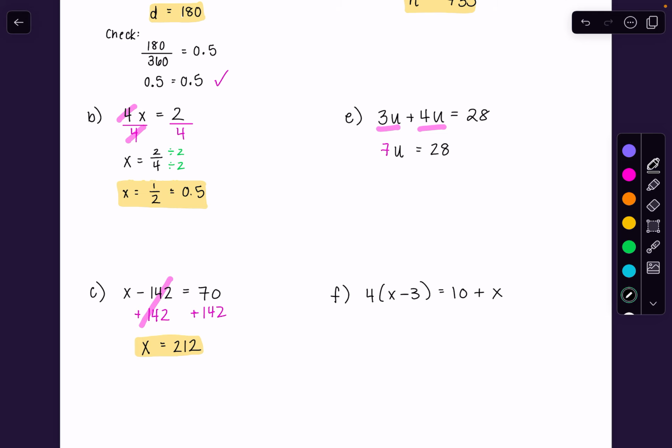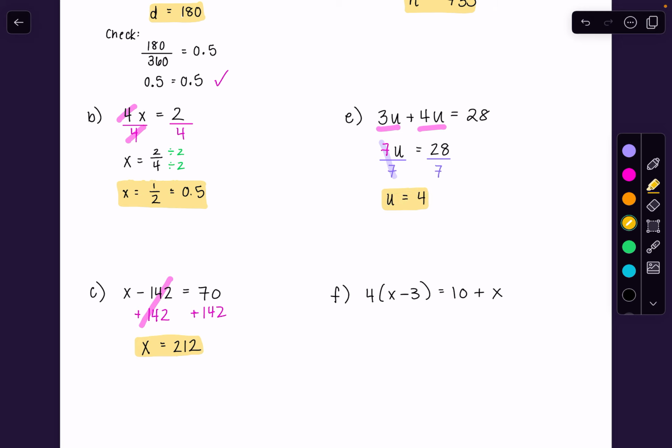But now I've got all of my u's on one side and I have 7 times u. So to get the u by itself, we're now going to divide since 7 and u are being multiplied. That will make these two pieces cancel. And that tells us u is equal to 28 divided by 7. So our u is going to equal 4.